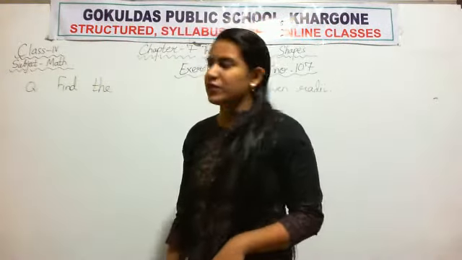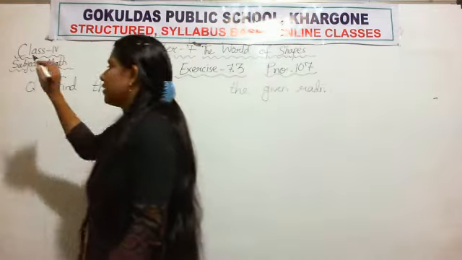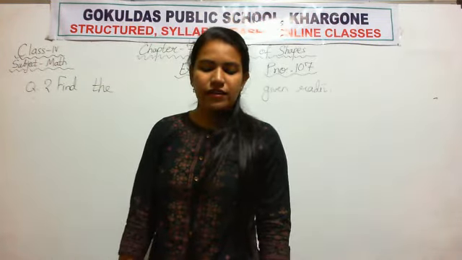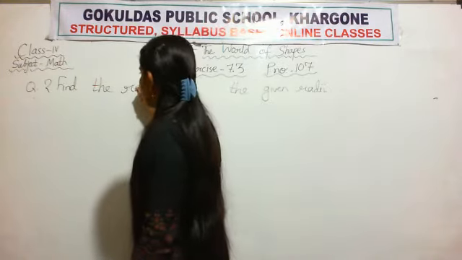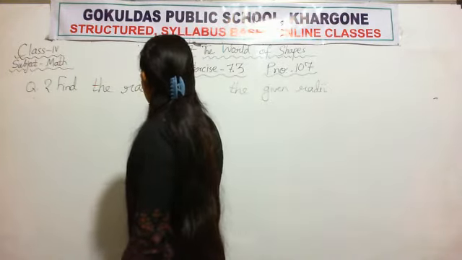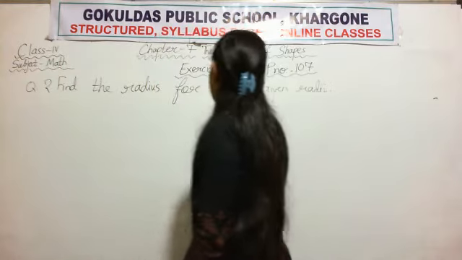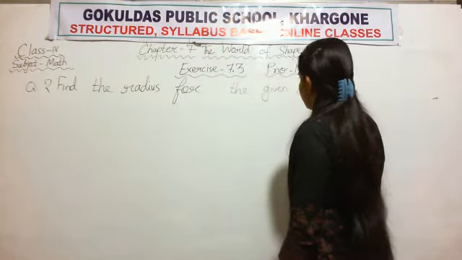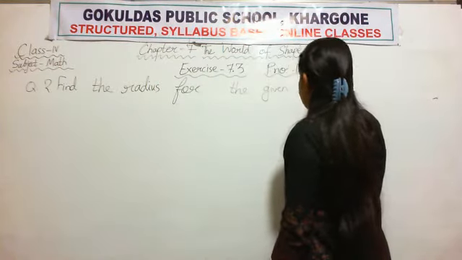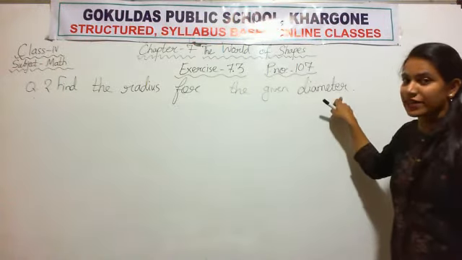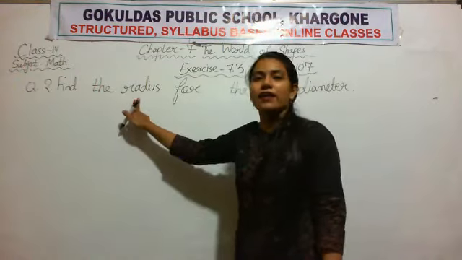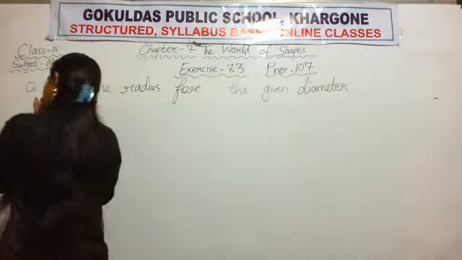Now question number 2. Read question number 2. Find the radius for the given diameters. Now it is the opposite question. Now diameter is given, but you need to find radii.